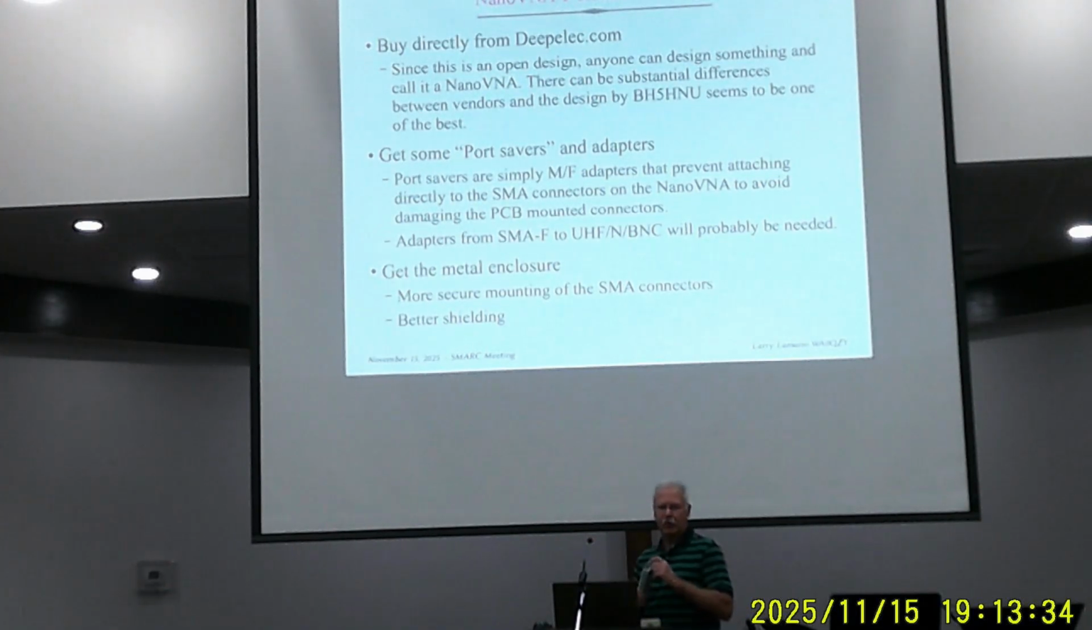And I get the metal enclosure. Most of these you can get either with a plastic enclosure or metal. This one's metal, costs $20 or $30 more, but the SMA connectors are actually bolted to that. So that relieves a lot of the stress on the SMA on the circuit board, and it's better shielding because it's all metal. So those are just kind of my personal choices.